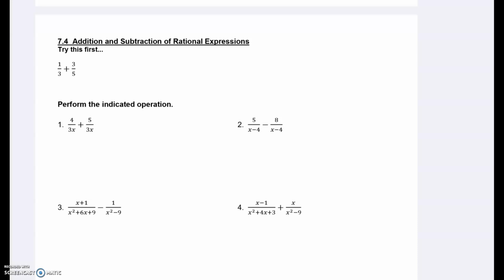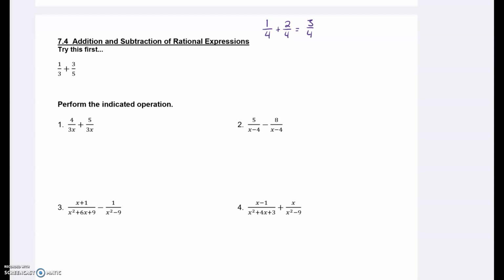If I asked you to do 1/3 plus 3/5, you cannot just add the top and add the bottom. It doesn't work that way. You have to have a common denominator. Like you can add 1/4 plus 2/4 to get 3/4. You can add those because the denominators are the same.